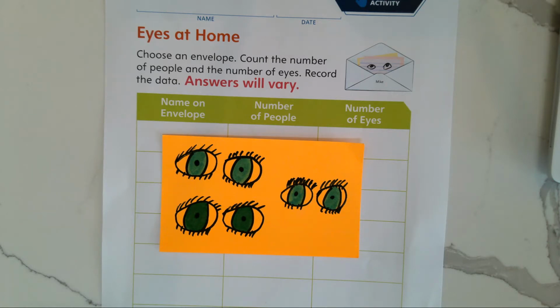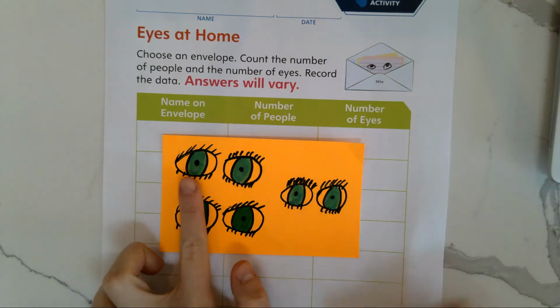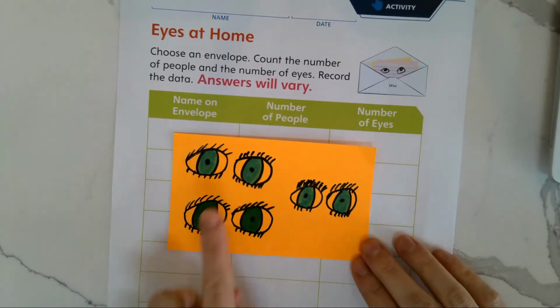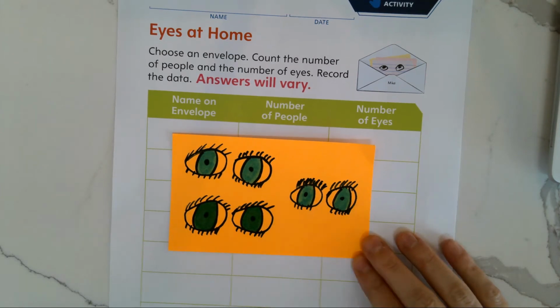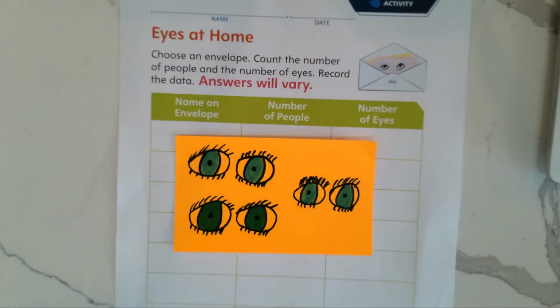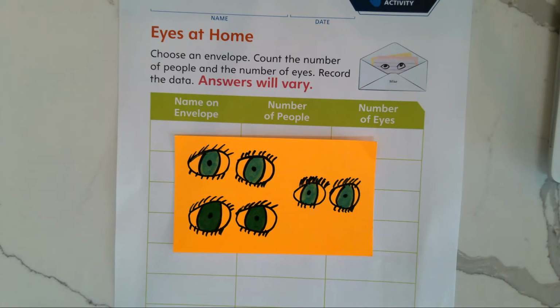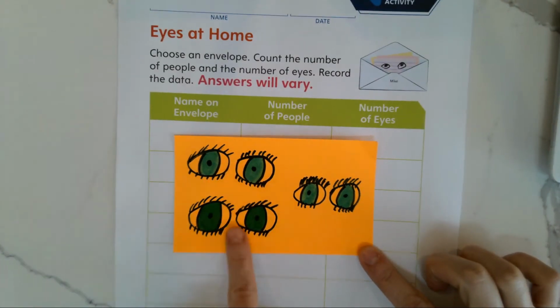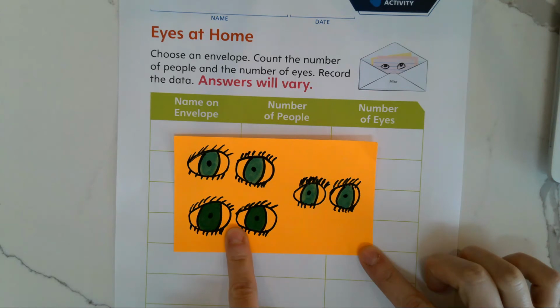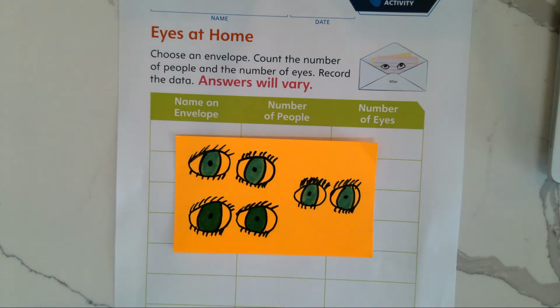I could count. I could touch each eye and say 1, 2, 3, 4, 5, 6. Is there another way that I could count? I could start counting by 2s. I could touch each person's set of eyes and I could say 2. And then I know 2 more would give me 4. And then 2 more would give me 6. Did I get the same total when I counted by 1s and when I counted by 2s?